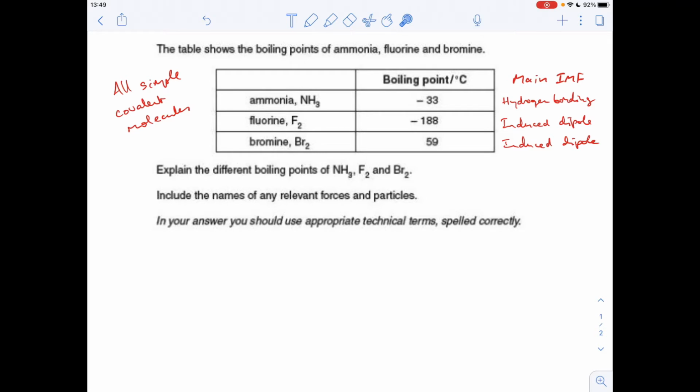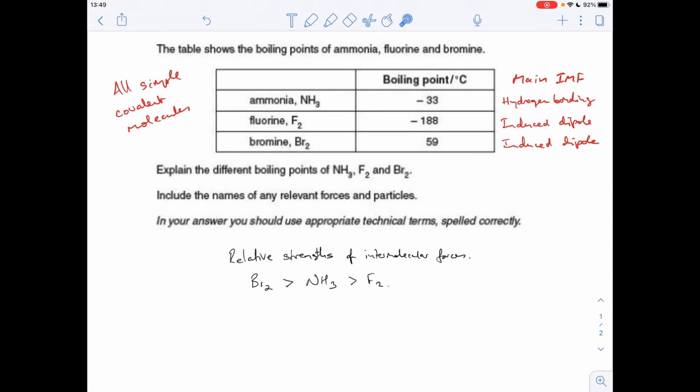Before we go into the answer for the question, we're just going to start by pointing out that these are all simple covalent molecules, and they've got intermolecular forces between the molecules that need to be broken to get them to boil, turn into a gas. So the main intermolecular forces involved, in the case of ammonia, it's hydrogen bonding because you've got a nitrogen directly bonded to a hydrogen, and the other two halogens are just non-polar covalent molecules, so they've just got induced dipole forces between them, or you could say London forces.